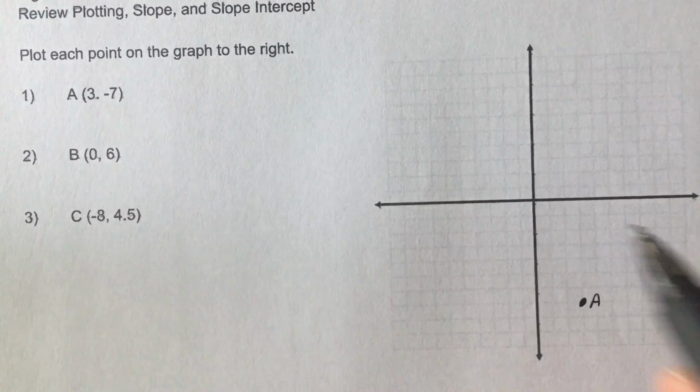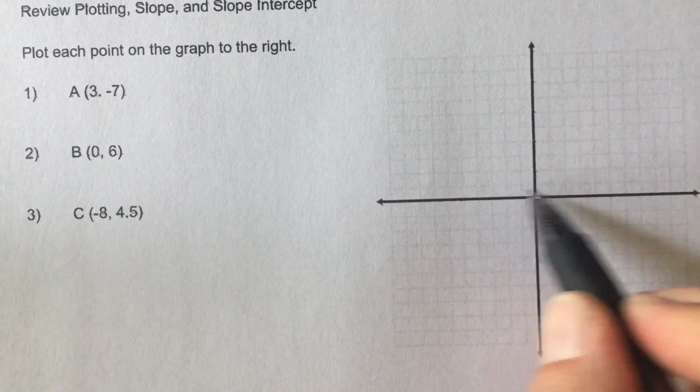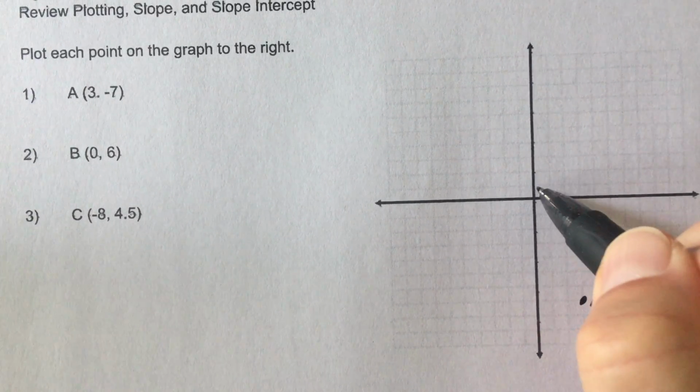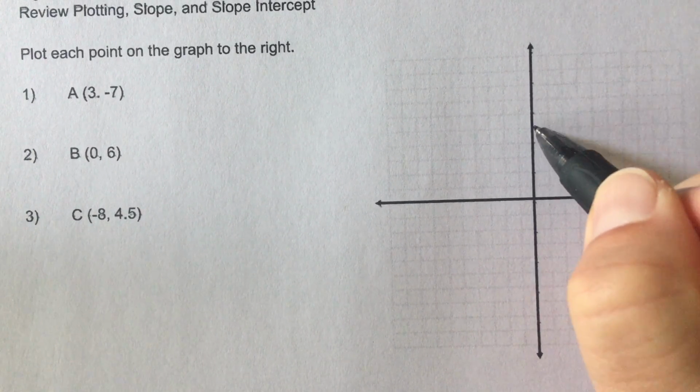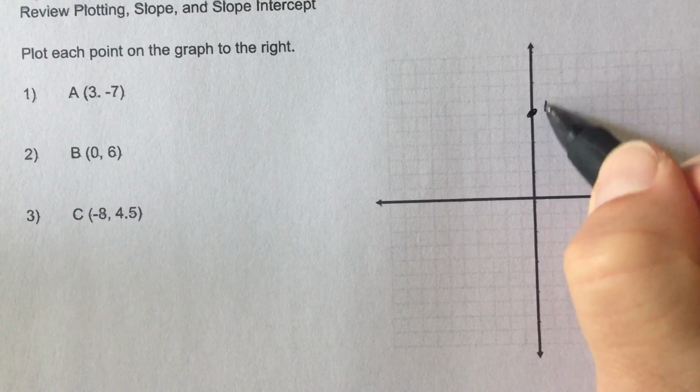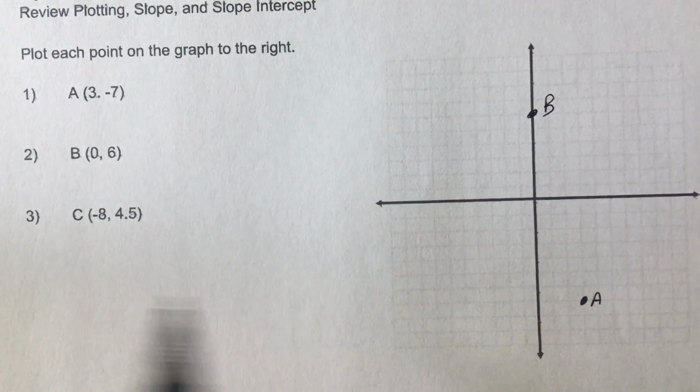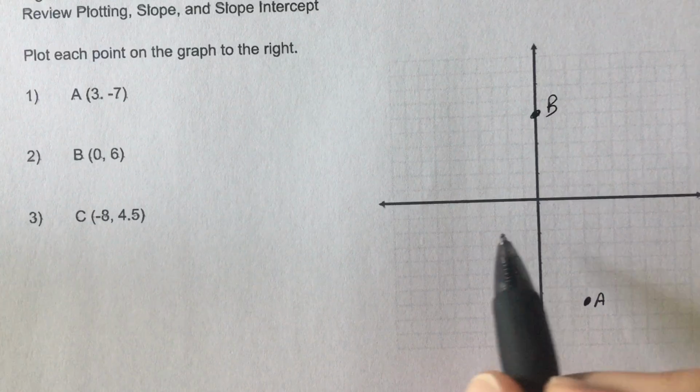For B, 0, 6, you just got to be careful. 0 means we don't go anywhere, left or right. We just go up 6. 1, 2, 3, 4, 5, 6. And there's point B. And then C tells us to go left 8.